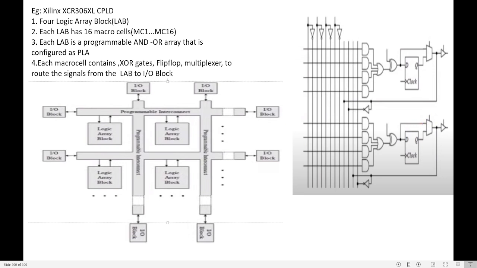Point 1, it is used to design complex combinational and sequential circuits. To design a complex combinational circuit, the LAB block has this setup. To design a complex sequential circuit, the LAB has, in addition to this, input buffer, AND, OR, and it has XOR, flip-flop and multiplexers. So this is an example.